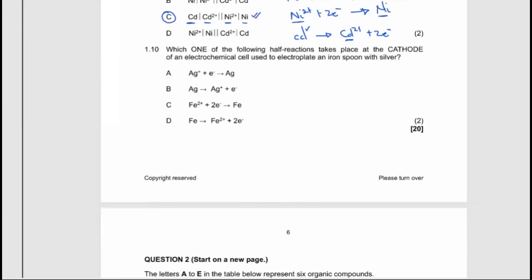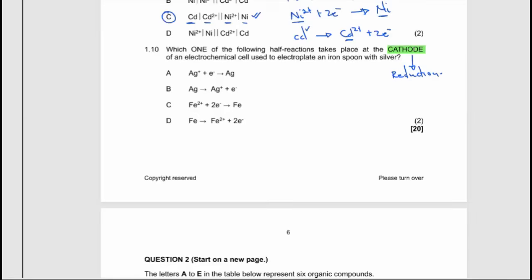Then to proceed to 1.10 there, which reads, which one of the following half reactions takes place at the cathode, right? So the main focus is going to be our cathode. So remember, of an electrochemical cell, used to electroplate an iron spoon with silver, right? So remember here at the cathode, what do we have there? Reduction takes place at the cathode, right? So how do you actually define reduction?